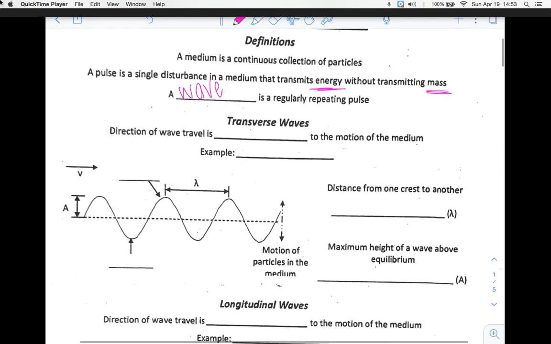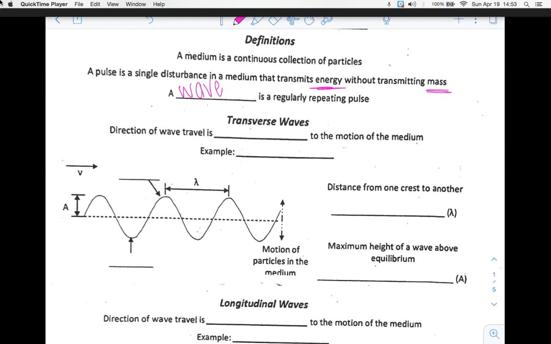The first is called a transverse wave. When you have a transverse wave, the direction of your wave's travel is perpendicular to the motion of the medium. So what does that mean? That means that if my wave is traveling to the right, my medium's particles will be vibrating up and down, such that it creates a perpendicular angle, or 90-degree angle.